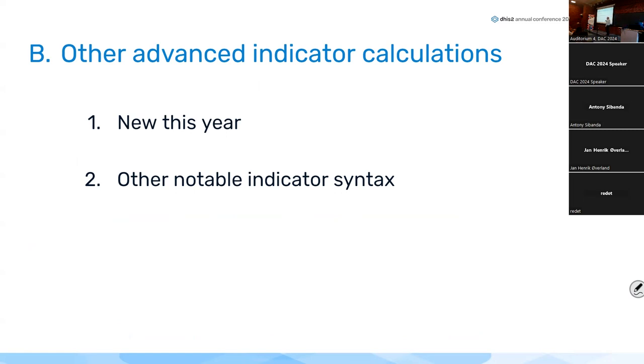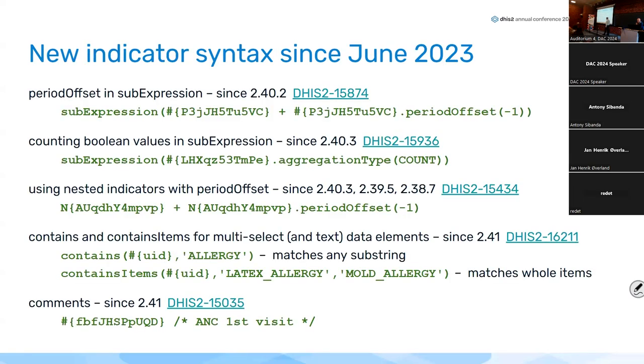So aside from data quality, which has been the focus of this session, and especially counting data values belonging to a data element, I wanted to go through what is new this year in indicator syntax, and then some of the greatest hits from recent years. These are the things that are new since we presented on this a year ago. You can use a period offset inside a sub-expression, which you've seen the power of. You can count Boolean values in expressions. This was a bug, but we fixed it. There was a question about that.